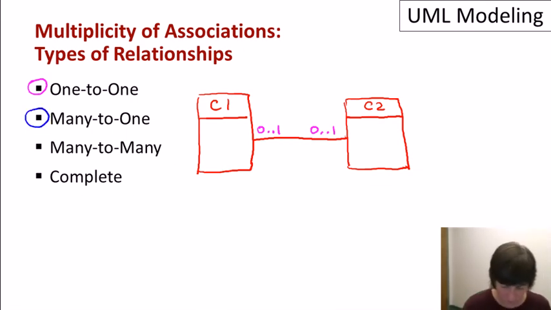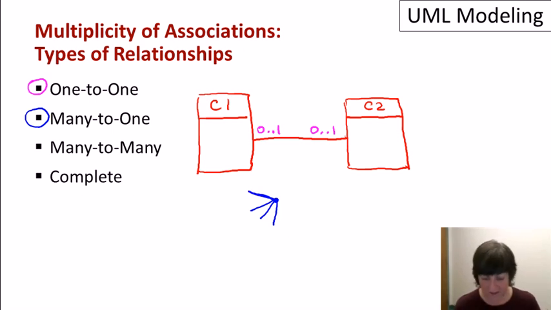So what about many-to-one? Many-to-one says that we can have many elements of C1 related to an element of C2, but each element of C2 will be related to at most one element of C1. So in that case, we still have a 0..1 on the right side, indicating that each C1 object is related to at most one object of C2, but we have the star on the left-hand side, indicating that C2 objects can be related to any number of C1 objects. And as a reminder, star is an abbreviation for 0..star.